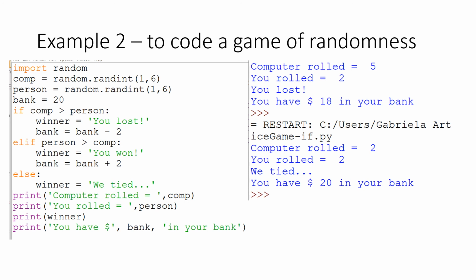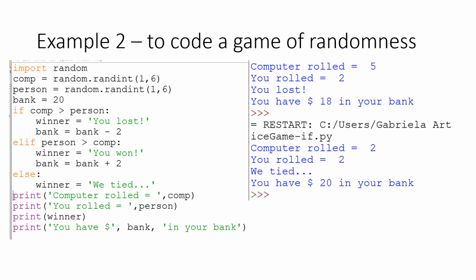And then we display the value that each one has. So the computer rolled comp, you rolled person, the value that was randomly generated will display, and then we display winner. So rather than having to write another if statement, what I did was I put a statement that had to do with who the winner is in the variable named winner.